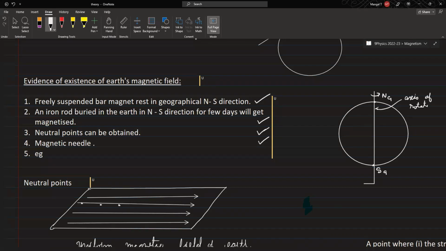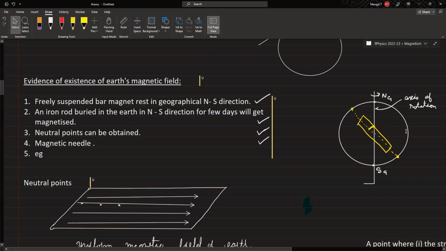Now, the imaginary magnet that is buried inside the Earth is not perfectly along the axis of rotation, but it is slightly at an angle, which is around 17 degrees over here. Therefore, the magnetic poles are not coinciding with the geographical poles. So this particular axis is called the magnetic axis.